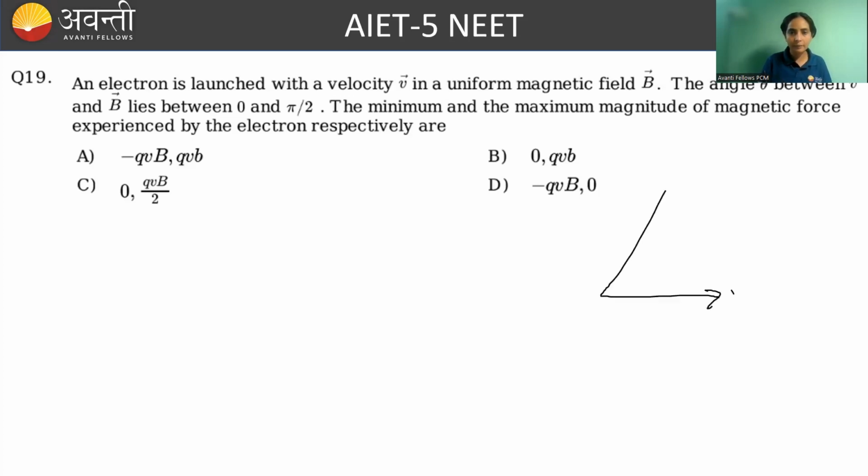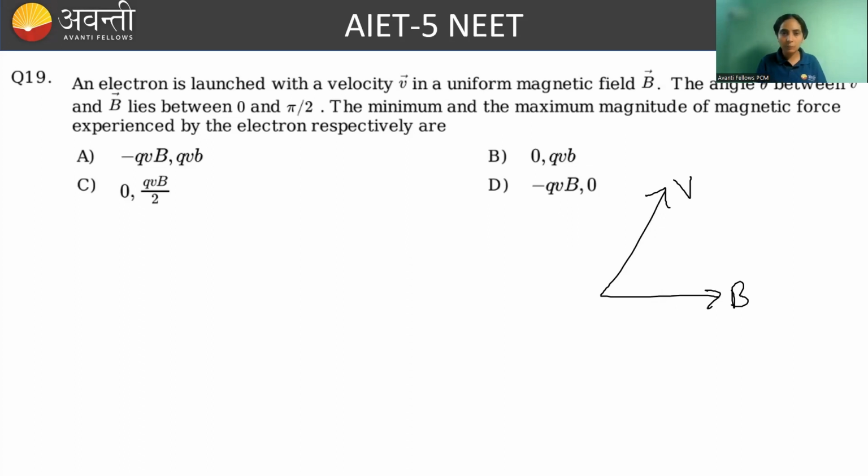So let's say this is the direction of magnetic field. This is the direction in which this charged particle is getting launched. And this charged particle is nothing but an electron, right? This is your electron. Now let's see what it is asking.